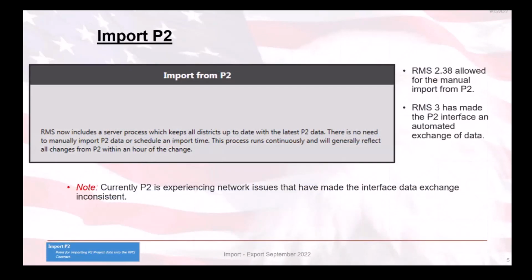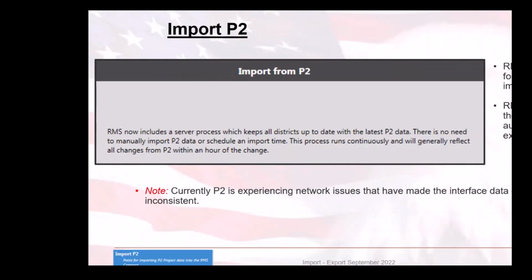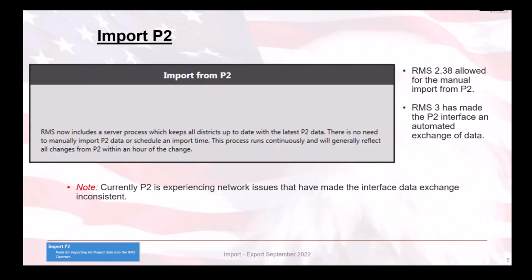So as you know, all contracts are linked to a P2 project. Now in RMS 2.38, users were able to manually import from P2. However, RMS 3.0 has made the P2 interface an automated exchange of data. There is no longer a need to manually import P2 data or schedule an import time. RMS now includes a server process which keeps all districts up to date with the latest P2 data.